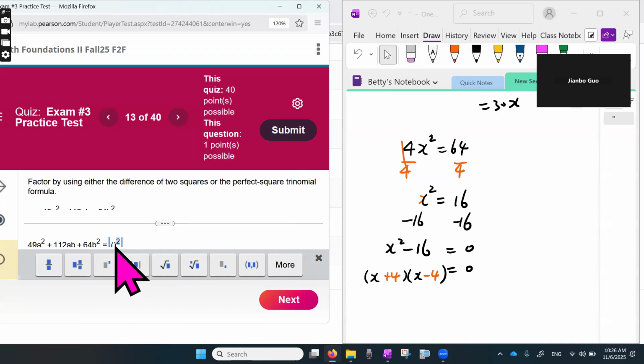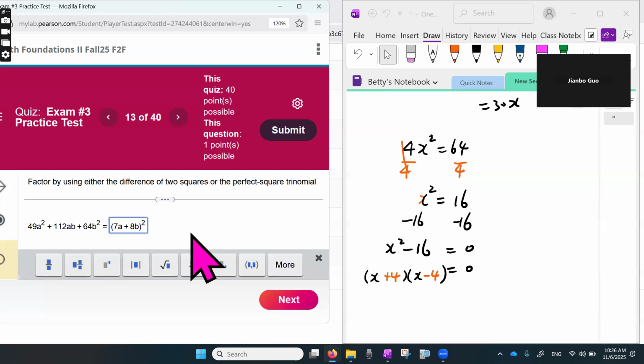It's going to be 7a plus 8b, squared. Double check. 7a is the base of 49a squared. 8b is the base of 64b squared. 7a plus 8b.